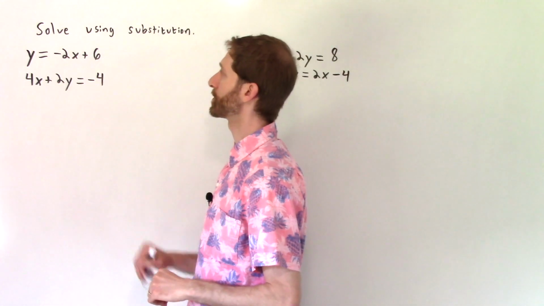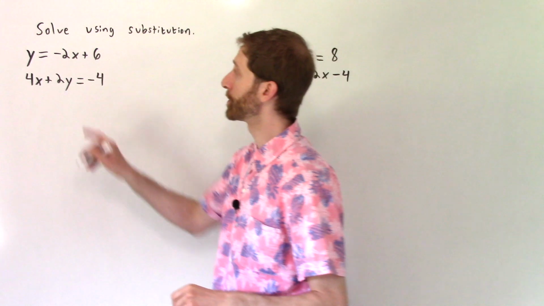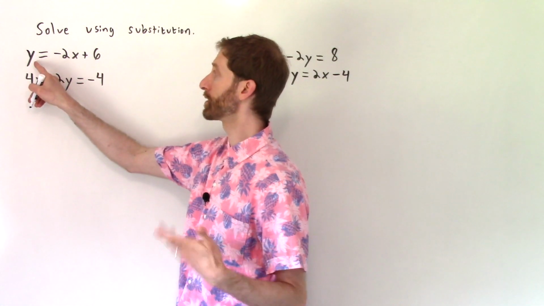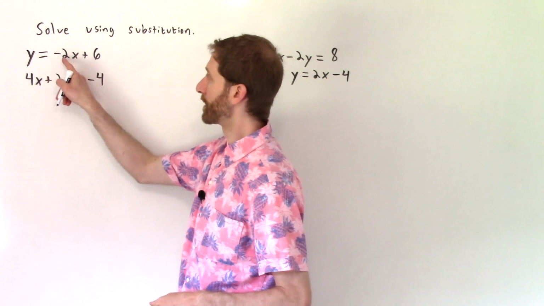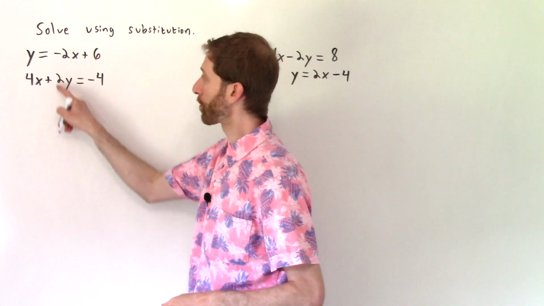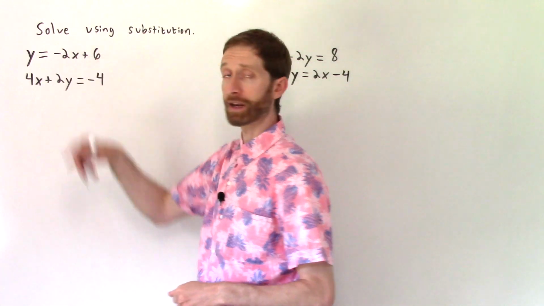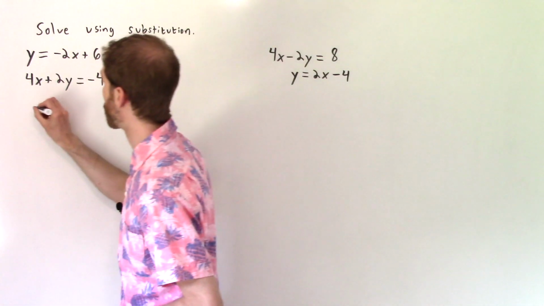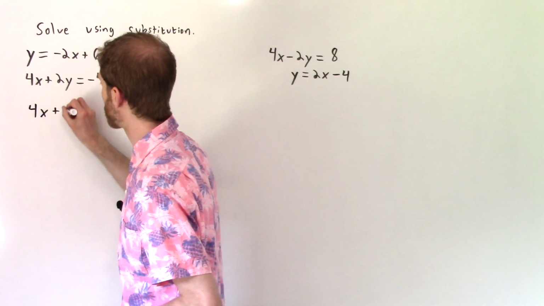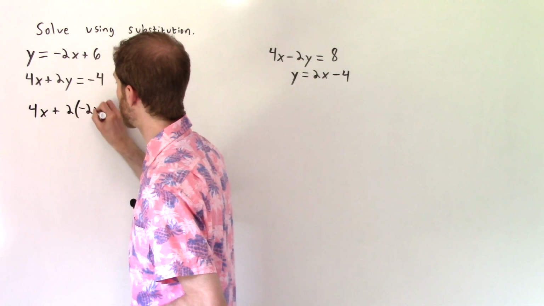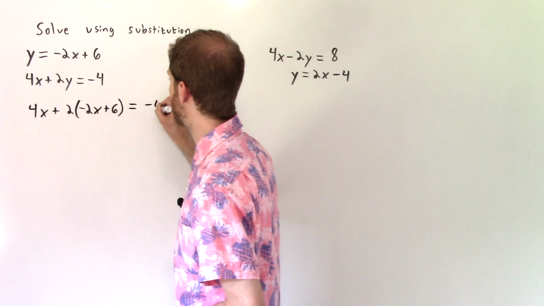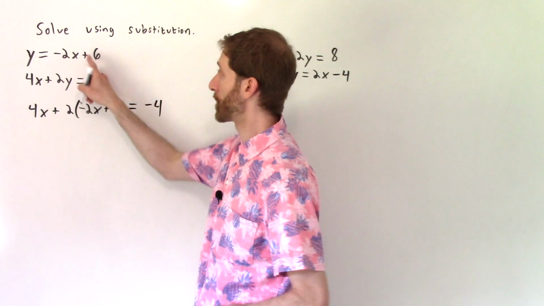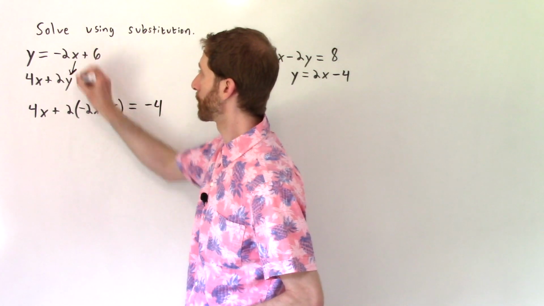So it says solve using substitution. It's a good method to use here because again, we have one of the two equations at least with a variable on its own. So I have y is negative 2x plus 6. So I'll replace this y with negative 2x plus 6. So I have 4x plus 2 times negative 2x plus 6, and that's going to be equal to negative 4. Again, just taking this equation, replacing that y value, right there.